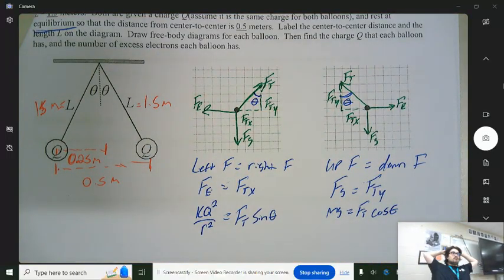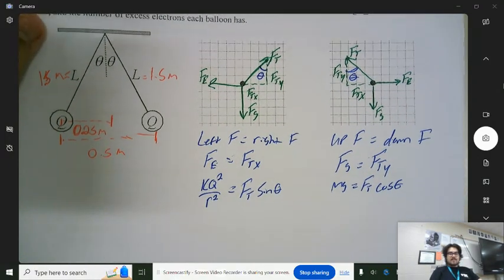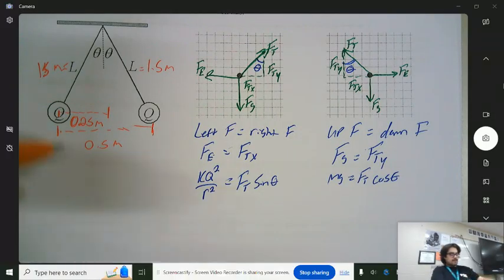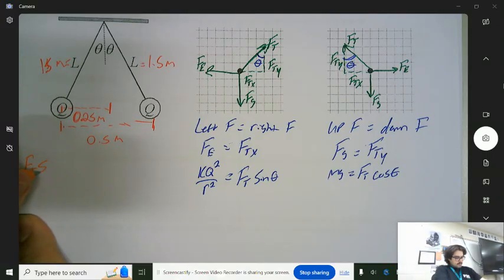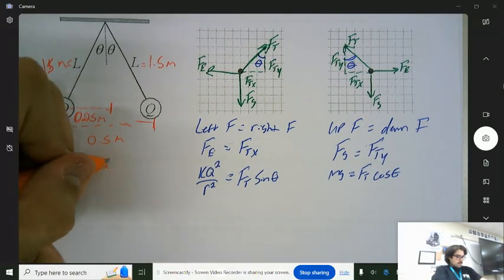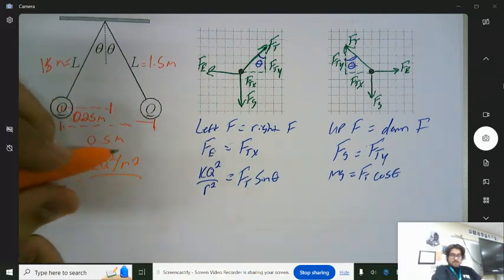Now, in an effort to solve this equation, because the unknown that we're looking for is the charge ultimately, the easiest way to do it is actually going to be to put one of them on top of the other and divide them out. And we can do that. So let me show you how that would look. If we put one on top of the other, we would get F_T sine theta over F_T cosine theta equals kq squared over r squared over mg.